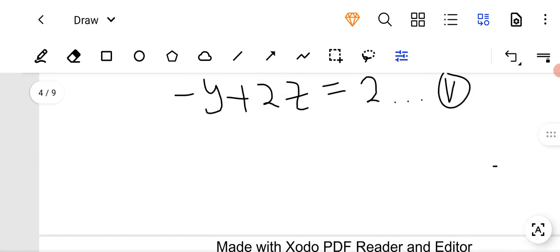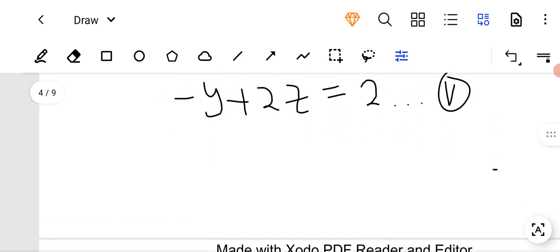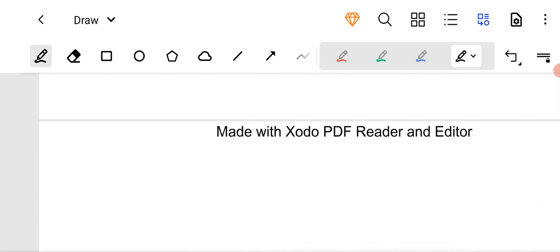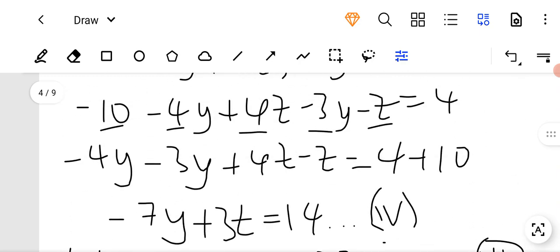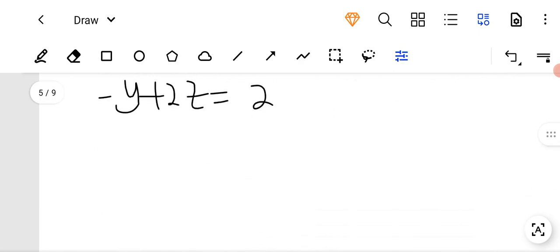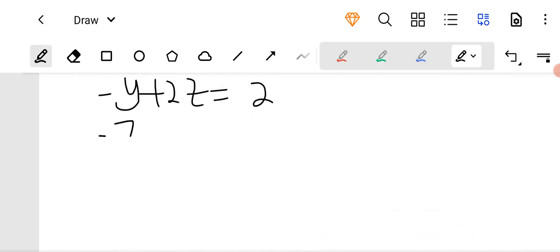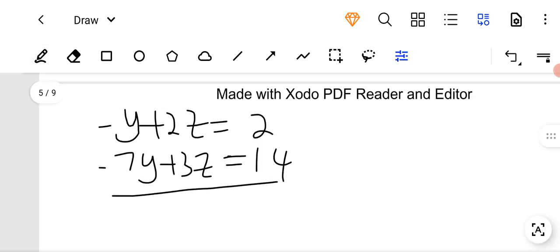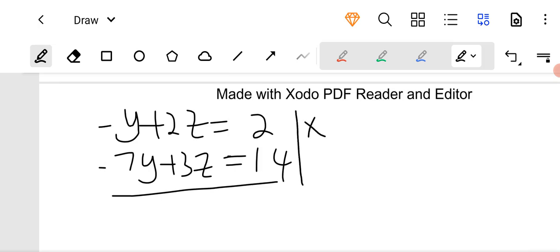I'll start with this bottom equation. Negative y plus 2z is equal to 2. Then the top equation is negative 7y plus 3z is equal to 14. Like that. So you can just solve this according to whichever method you want.